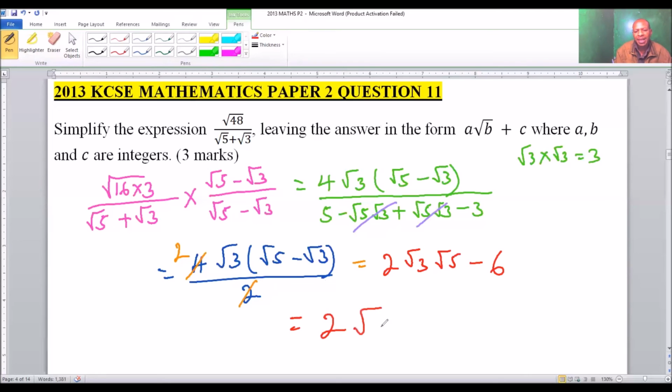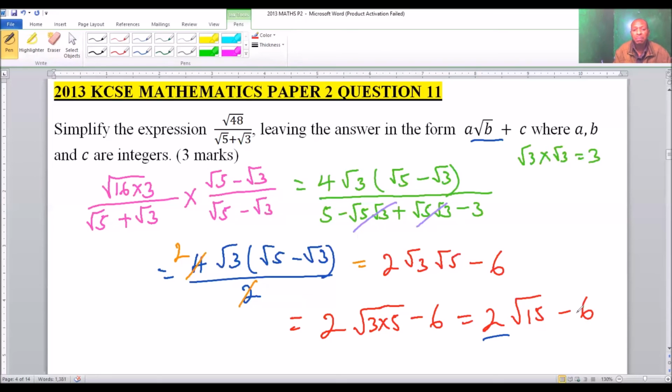So we can now simply say this is equal to 2. We combine the surds, that is root 3 times root 5. This is the same as writing 3 times 5 under the same root sign, minus 6. And therefore, finally, we have 2 root 15 minus 6. So we have achieved what we were required by writing our expression in this format. Now our a is 2, b is 15, and c is minus 6. So that is how you do that question.